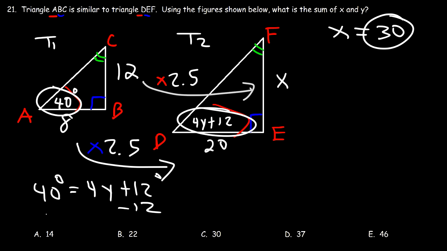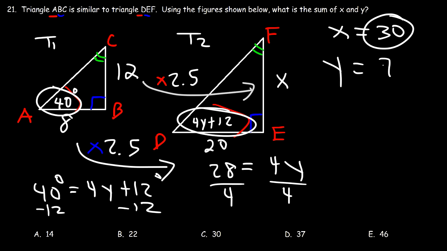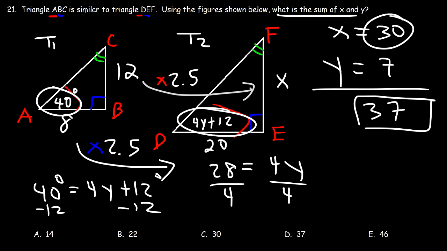So let's subtract both sides by 12. 40 minus 12 is 28. So 28 is equal to 4y. And now let's divide by 4. So y is 7. So now we can calculate the sum of x and y. It's 30 plus 7, or 37. So therefore, D is the right answer.